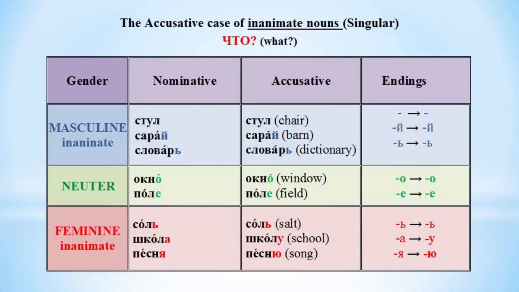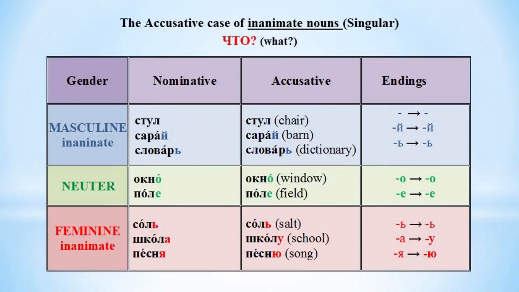So we know that inanimate nouns answer the question что, which means what. And if you look at the table, you will see that for inanimate masculine nouns, the form of the accusative case coincides with the nominative case. Стул, сарай, словарь. The same thing happens with all neuter nouns. The form of the accusative case coincides with the nominative case. Окно, поле.